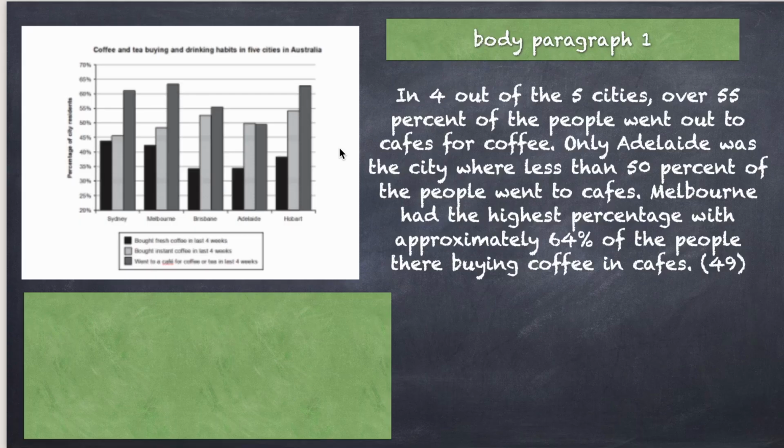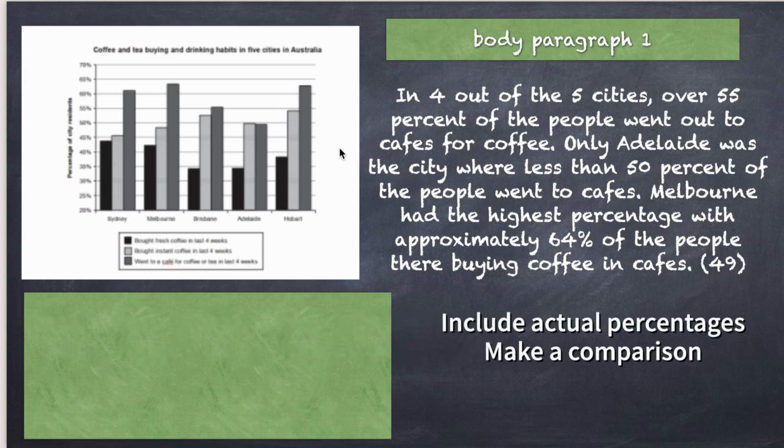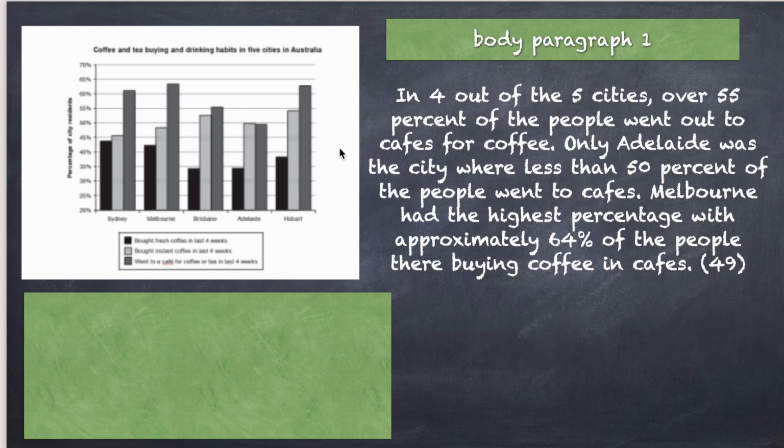What I make sure that I do is I include the actual percentages when talking about it. And I make a slight comparison when I talk about Melbourne was the highest, using the superlative form. I could have used higher or highest, those kind of forms. That's the kind of grammar that I need in order to compare.